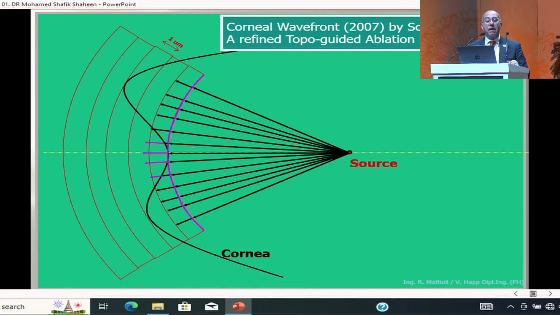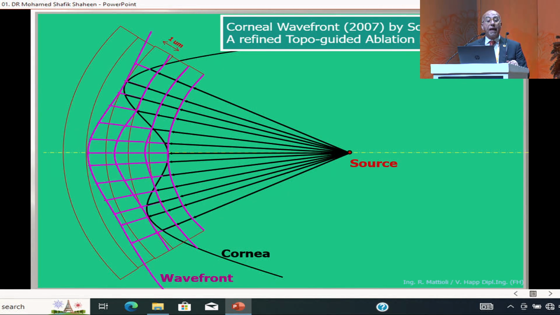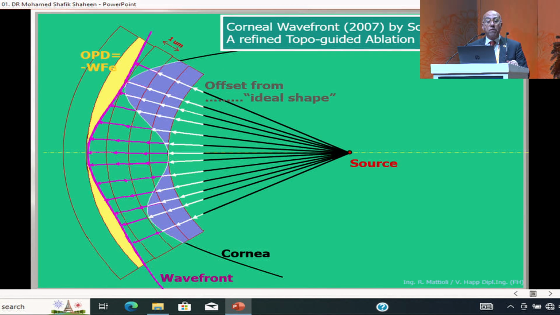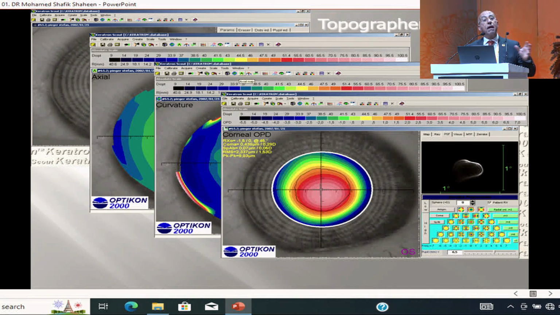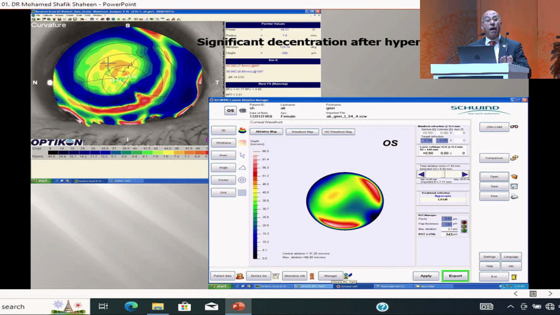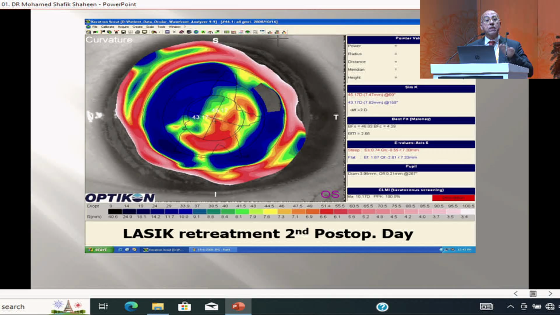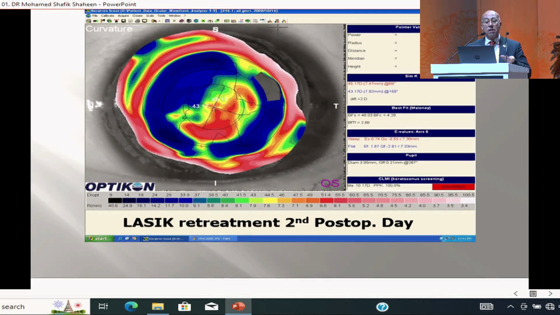In 2007, the nice tool of the corneal wavefront invented by Schwind again was addressing this kind of ablation profile by simply deducting the wavefront from the normal Placido disc, and I used this to have a significant treatment of the significant decentration of hyperopic patients, some kinds of very hard irregular corneas.